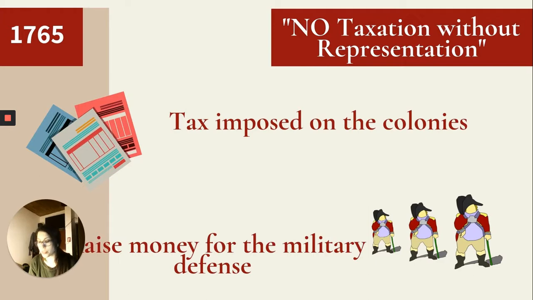It was the first tax imposed on the American colonies in order to raise money for the military defense of the colonies, requiring the colonies' paper goods to be printed on sheets made in London and marked with special stamps, included, for example, in newspapers or licenses.